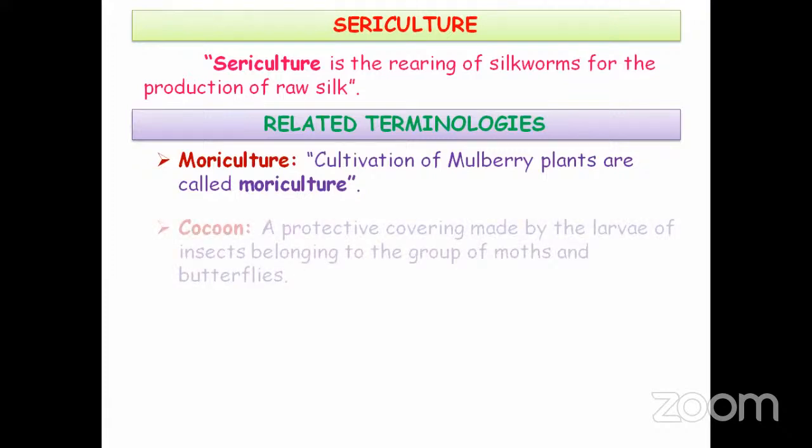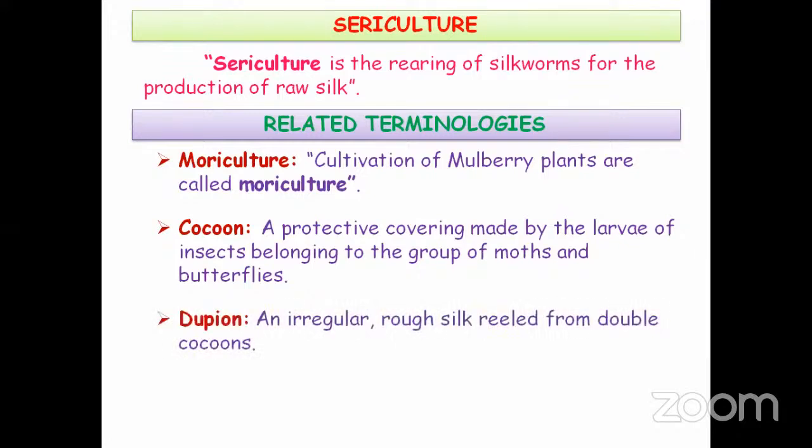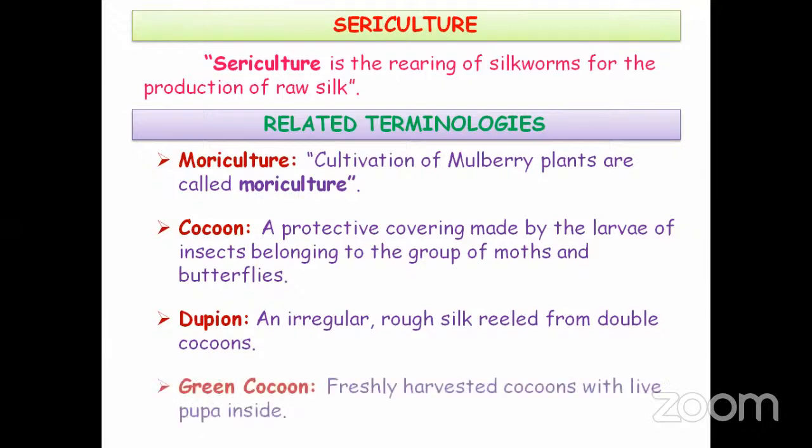Then the next one is the cocoon. You know the cocoon, what is the cocoon? The protective covering made by the larvae of insects belonging to the group of moths and butterflies is called the cocoon. Then dupion. So what is dupion? Dupion means an irregular rough silk reeled from the double cocoons.